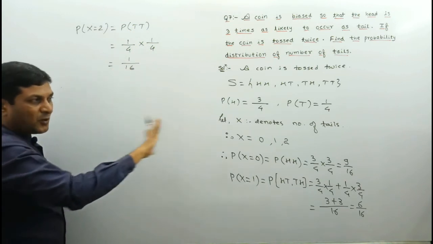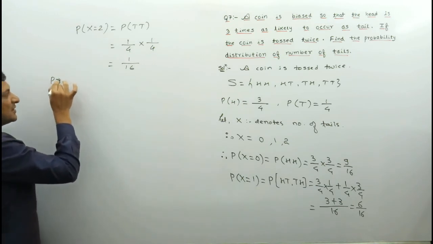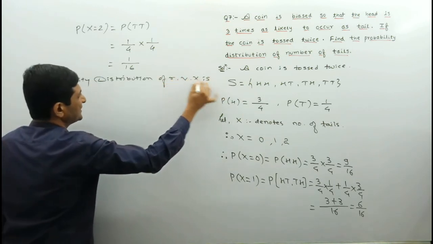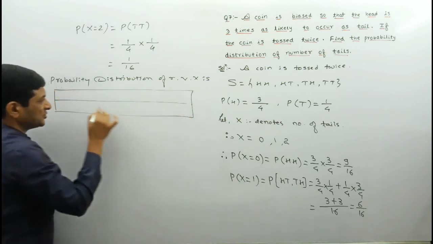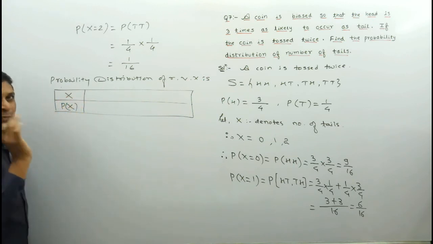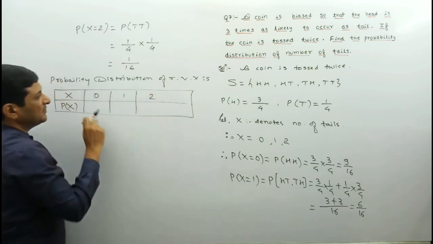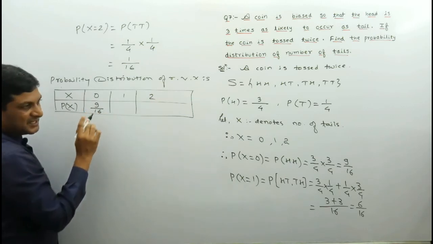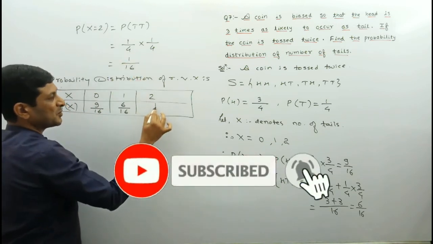So the probabilities for all three cases are known to us, so we are easily able to construct the probability distribution. So the probability distribution of random variable x, let us use the tabular representation. Write down the values of x and then write down the values of its probability. What are the possible values of x? 0, 1, 2. When x is equal to 0, we have already got the probability, that is 9 upon 16. In the second case, 6 upon 16. And in the last case, 1/16.